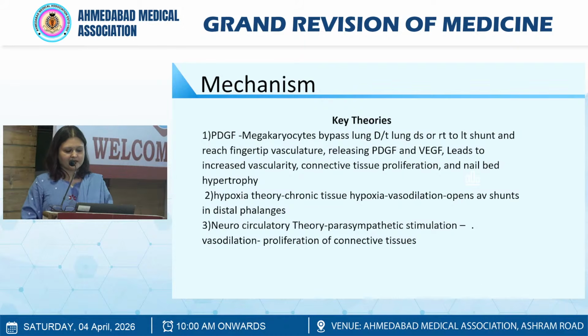Second theory is hypoxia theory. Chronic tissue hypoxia leads to vasodilation and opens AV shunts in distal phalanges, leading to tissue proliferation. Third theory is the neurocirculatory theory. Parasympathetic stimulation leads to vasodilation and proliferation of tissue.